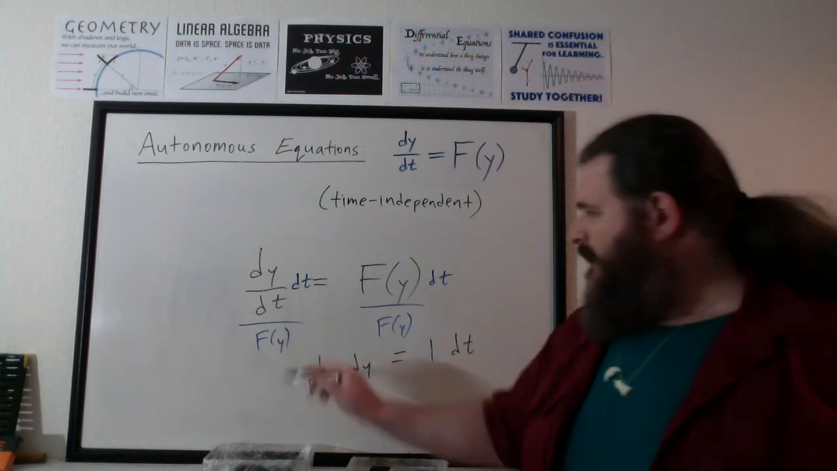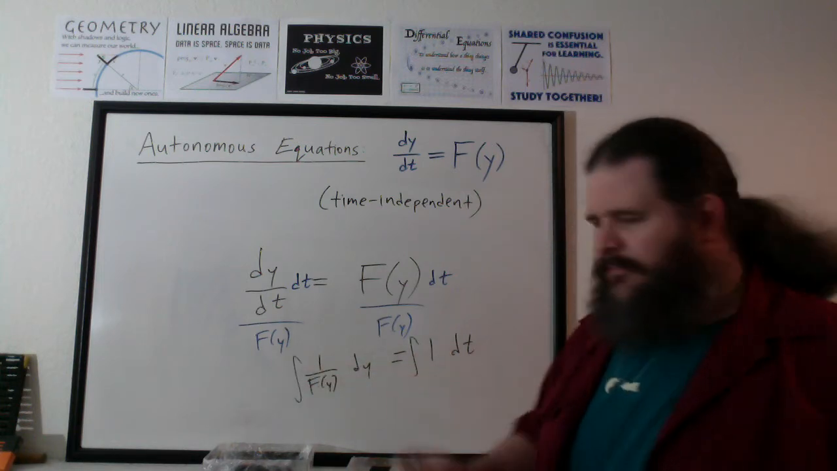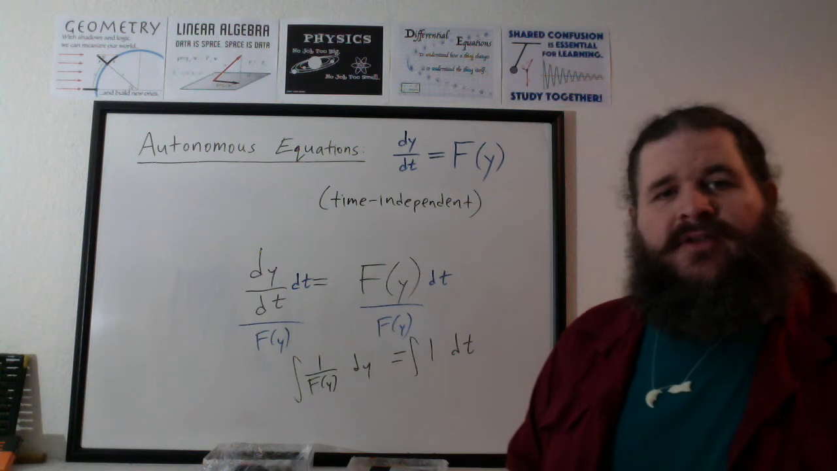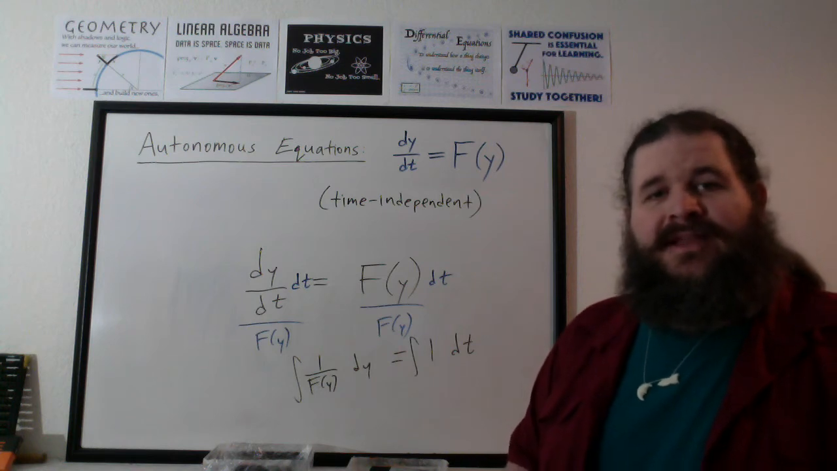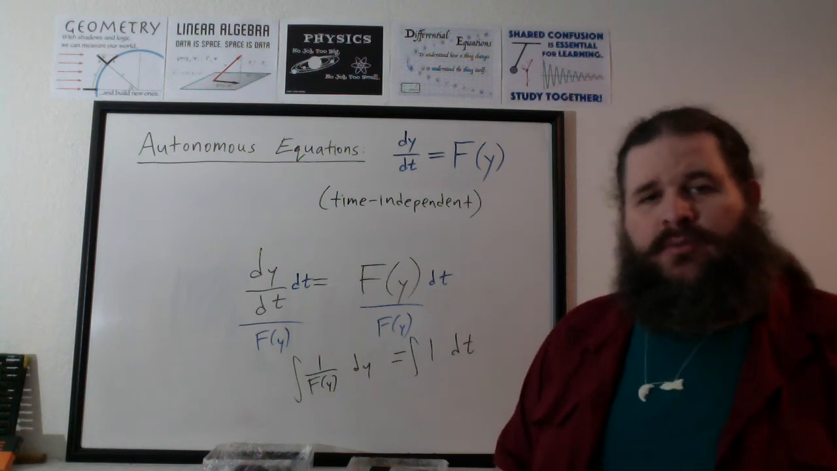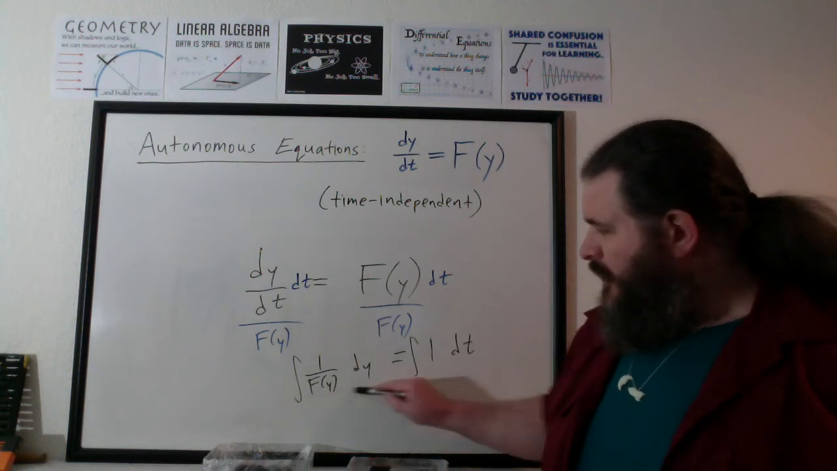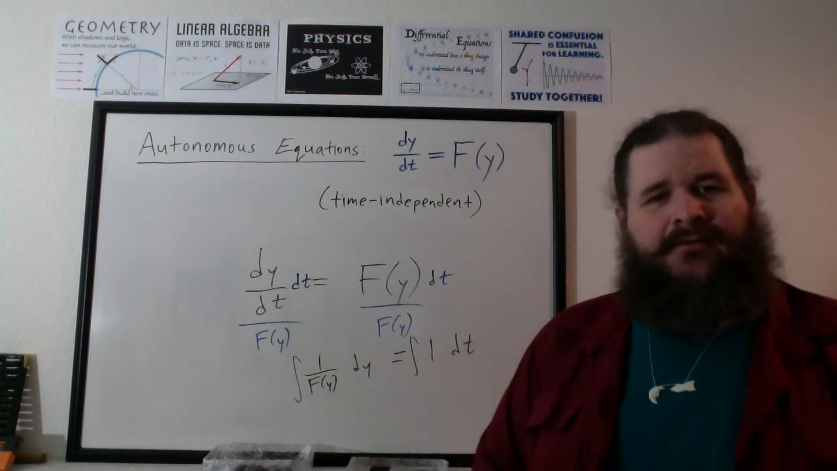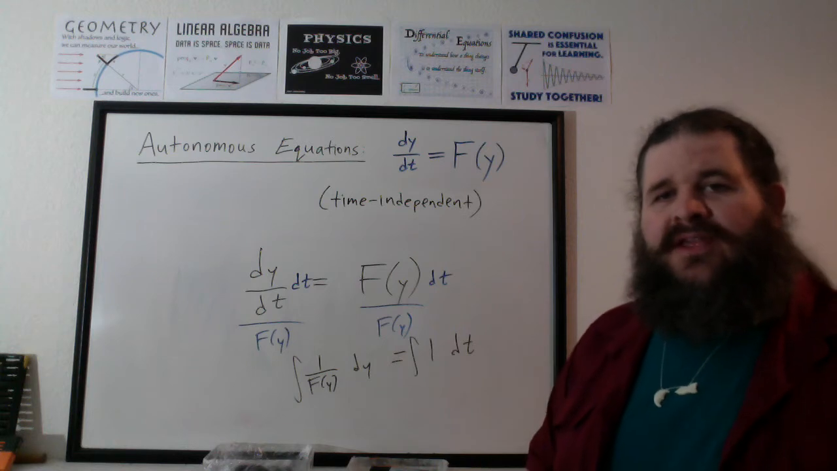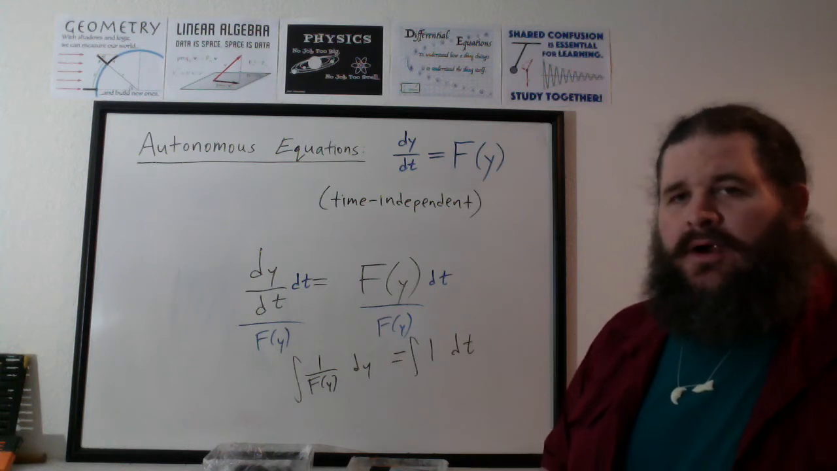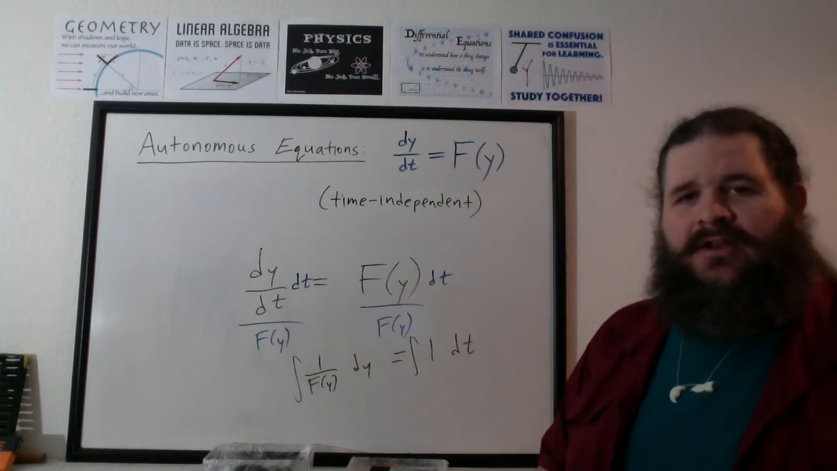At that point, you've separated variables, so you can integrate both sides. So one of the neat things about autonomous equations is it's guaranteed to be separable. Separation of variables will always work. Of course, that's not always very practical because this 1 over f of y isn't always easy to integrate. So integrating this isn't always the best way to do it. It'll work, but it might not be an integral that's easy to do.